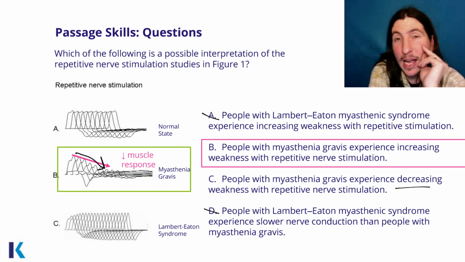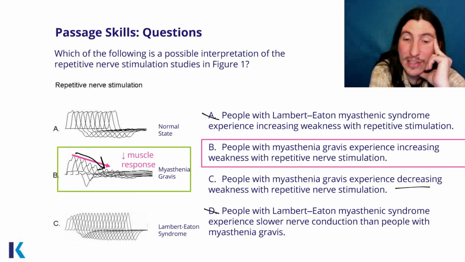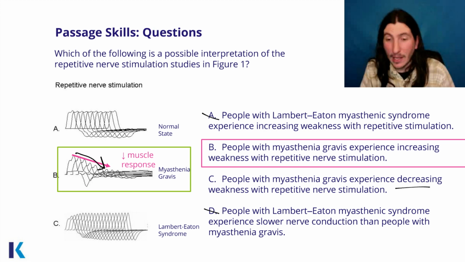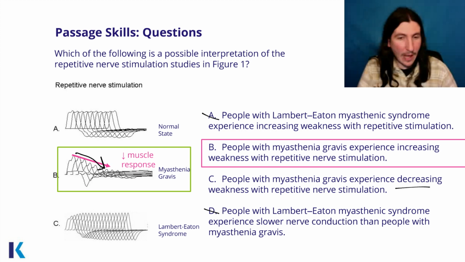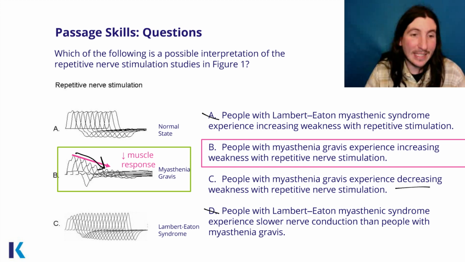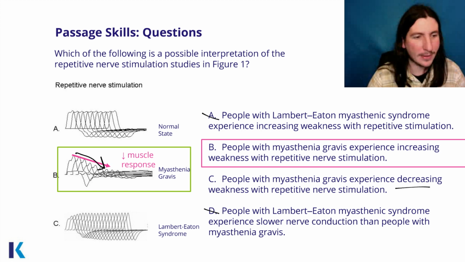So I am once again impressed, though. Despite the trap of that decreasing, I still got a significant majority of you choosing B. So that's really good. Right there, we had almost 80% of you going with B and avoiding that trap of C, saying decreasing weakness. It's an increase in weakness as you get decreased muscle response.